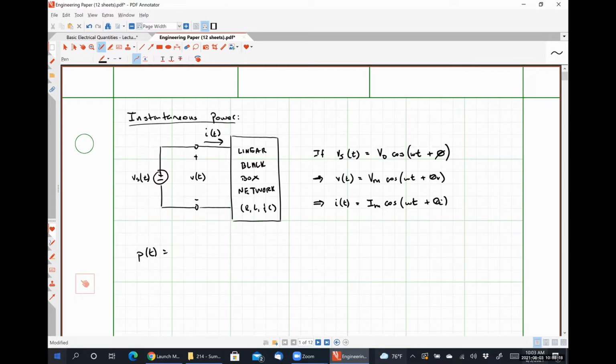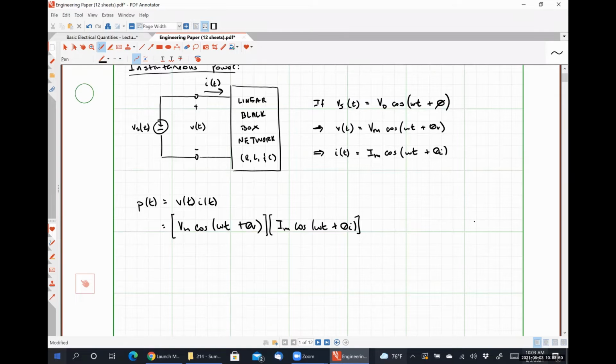The power absorbed by our network as a function of time will simply be the product of the voltage and the current, or Vm cosine omega t plus theta v multiplied by Im cosine omega t plus theta I.